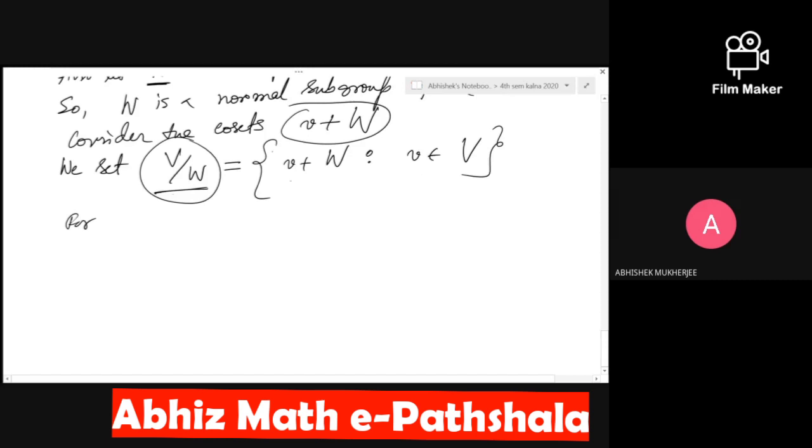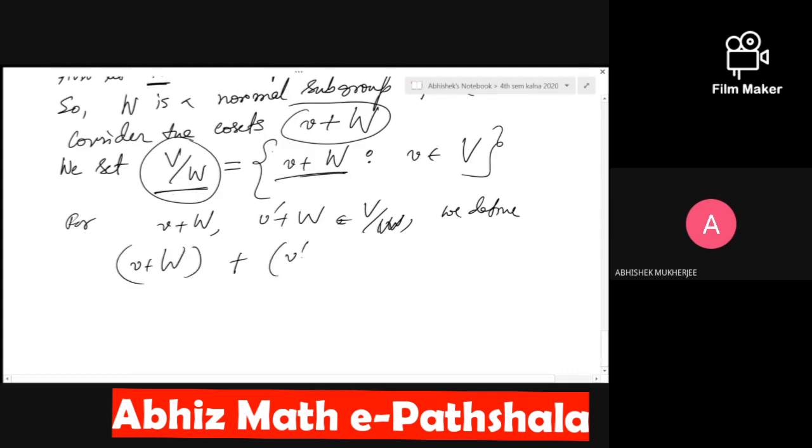For any two cosets, suppose one is v plus W and another is v dash plus W, belonging to V/W. We define (v + W) + (v' + W) to be (v + v') + W. So the sum of these two cosets will be the coset v plus v dash plus W.